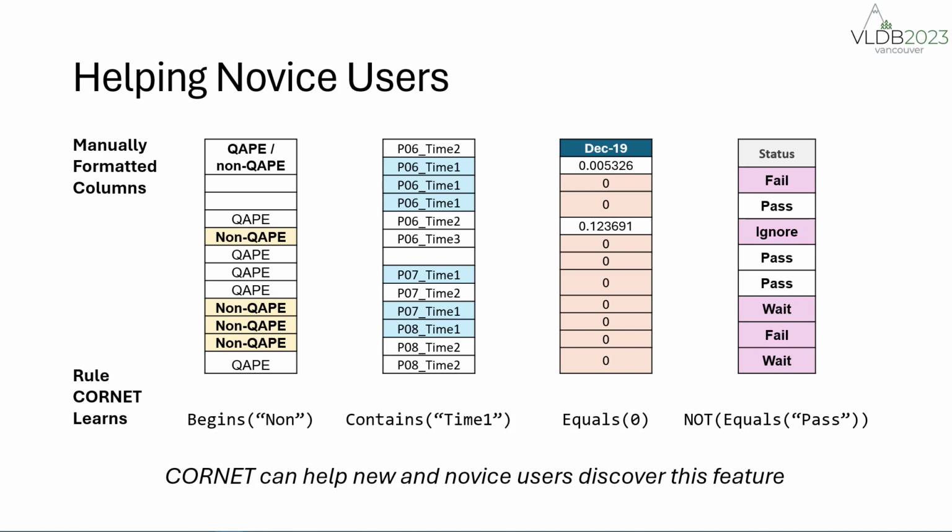In a sample of 100k columns, with at least 5 cells, 3 of which were formatted manually, we find that in close to 93% of these columns, Cornet was able to learn the rule that generated the target formatting. 80% of these learned rules had 3 or fewer predicates.